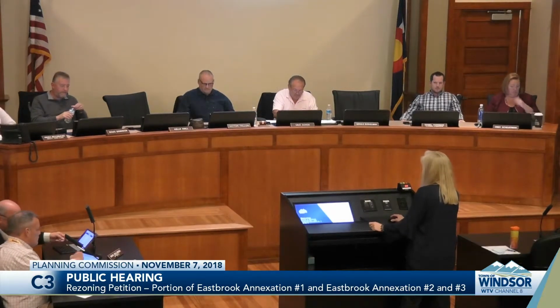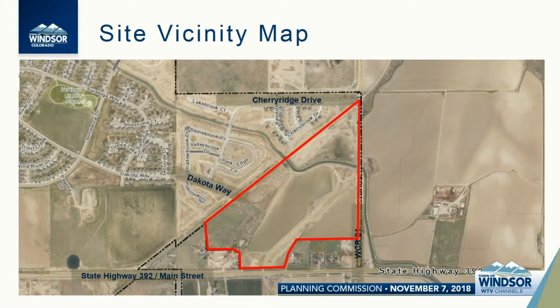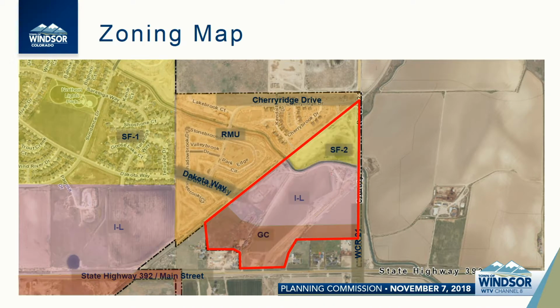Thank you. This is another rezoning request for a portion of Eastbrook annexation number 1 and number 2, and also includes annexation number 3 of Eastbrook. This rezoning request was reviewed in accordance with Article 5 of Chapter 16 of the Municipal Code. This particular property is located northwest of Highway 21 and State Highway 392 on the east side of the town. The subject area is actually in the red triangle. It's not the whole area, so just the red triangle area.